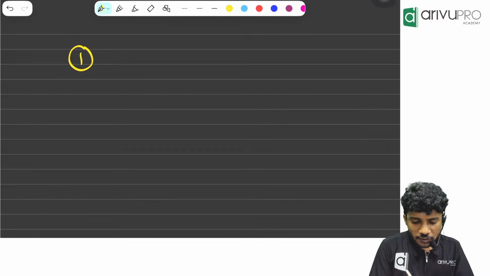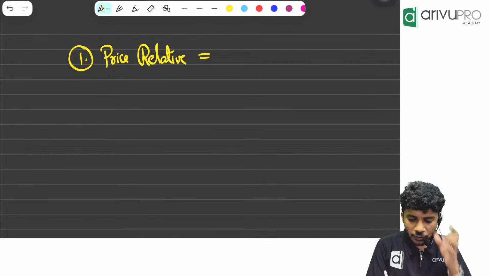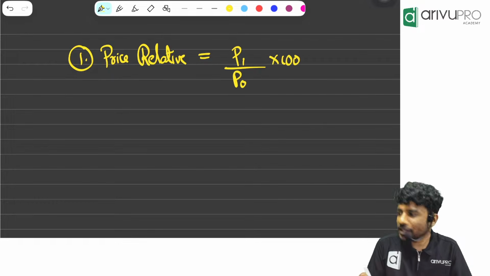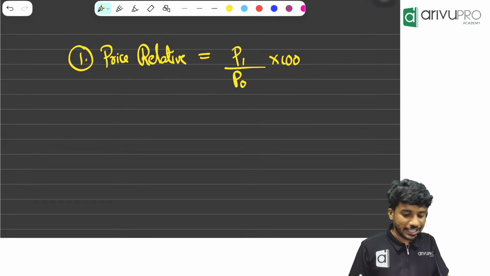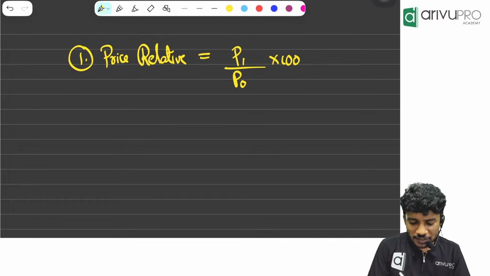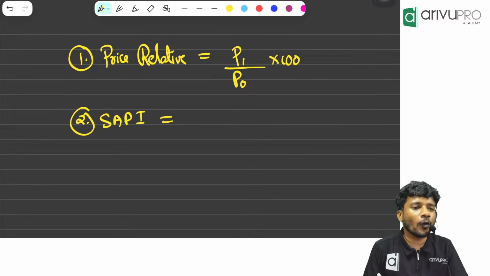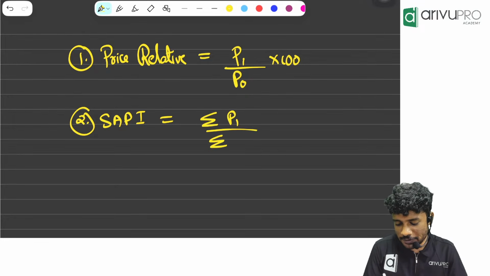First one we learned was price relative. What was price relative, people? Can you remember? P1 divided by P0 into what, people? 100. That was our first content we learned. What if it is quantity relative? Q1 divided by Q0 into 100. Then we studied the second one, that is SAPI, our symbol aggregative price index, that is sigma P1 divided by sigma P0 into what, people?